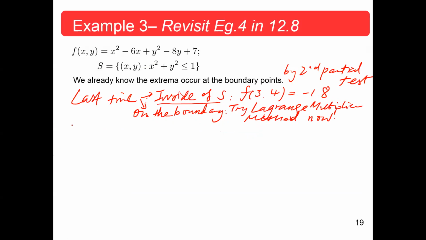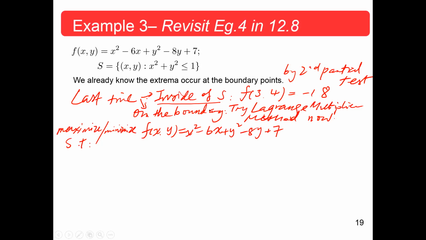So this time we're trying to maximize or minimize the function f(x,y) equals x squared minus 6x plus y squared minus 8y plus 7. That's the objective function, subject to being on the boundary. On the boundary, we are looking at strictly equal to 1, so x squared plus y squared equals 1, which is equivalent to x squared plus y squared minus 1 equals 0.